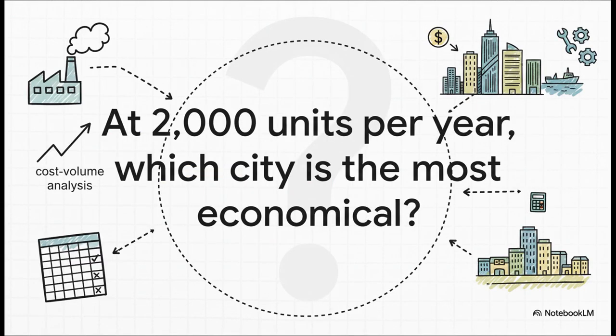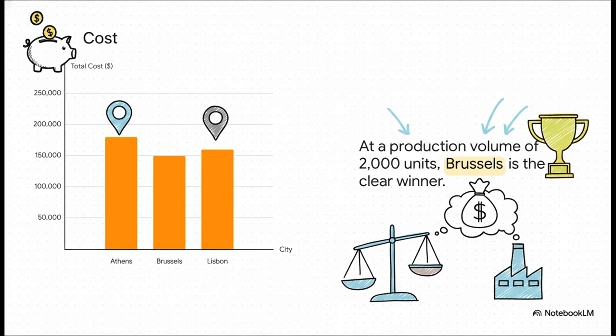So let's put this formula to work. Let's say our company forecasts that we're going to be making about 2,000 units a year. Using our data and that formula, which of these 3 cities gives us the absolute lowest total cost at that specific volume? And the numbers are in. For Athens, we're looking at $180,000. For Lisbon, $160,000. And for Brussels, it's just $150,000. So based on our forecast, Brussels is the clear winner.